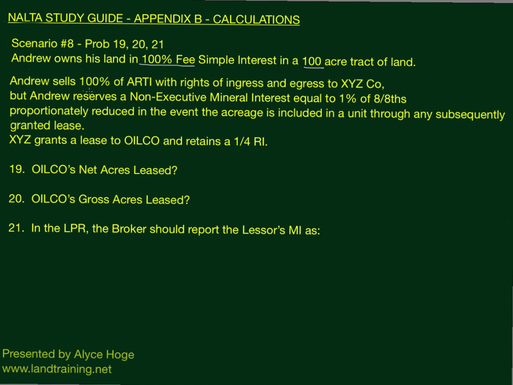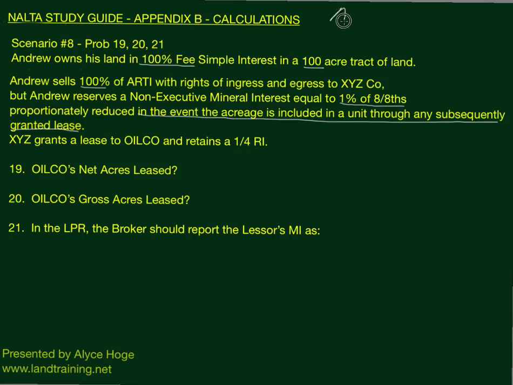Now, Andrew then sells his 100% interest in this 100-acre tract with rights of ingress and egress, meaning giving the company the right to enter and to leave the property, to XYZ Company. But Andrew reserves a non-executive mineral interest equal to 1% of 8/8 proportionally reduced in the event the acreage is included in a unit through any subsequently granted lease. Then XYZ grants a lease to Oil Co. and retains a 1/4 interest.